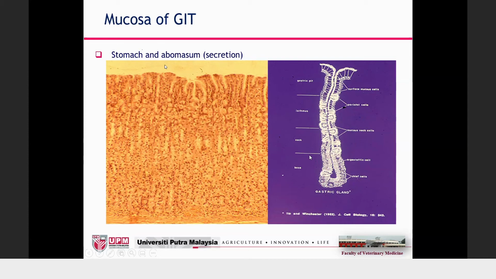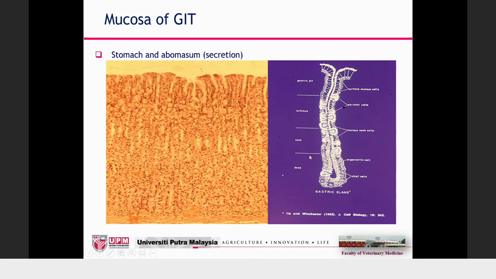And the role of the stomach and the abomasum is more towards secretion. If you look carefully at the glandular structure, the stomach comprises the gastric pit and epithelium. The most important one is the surface mucus secreting cell, which produces mucus. Then we have the parietal cell, which produces hydrochloric acid.